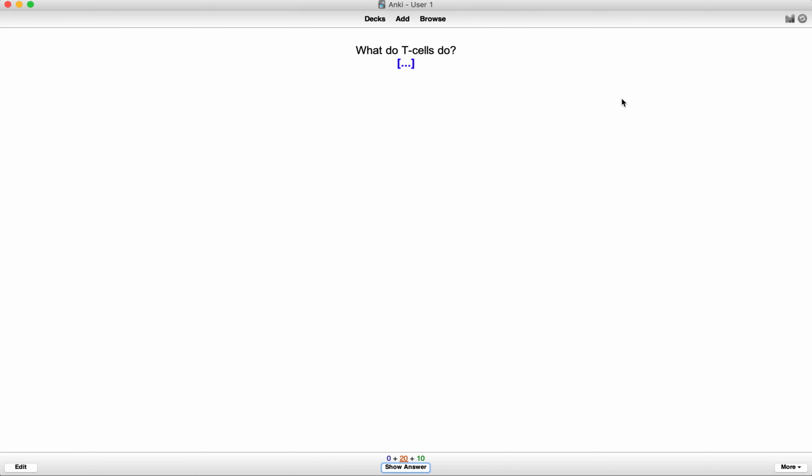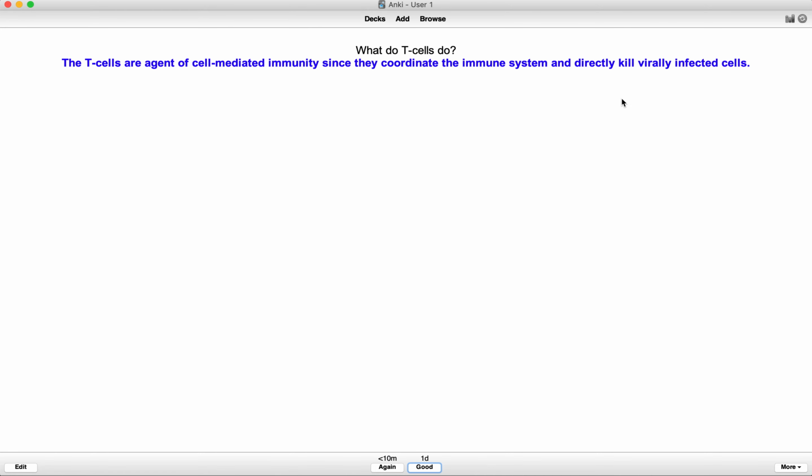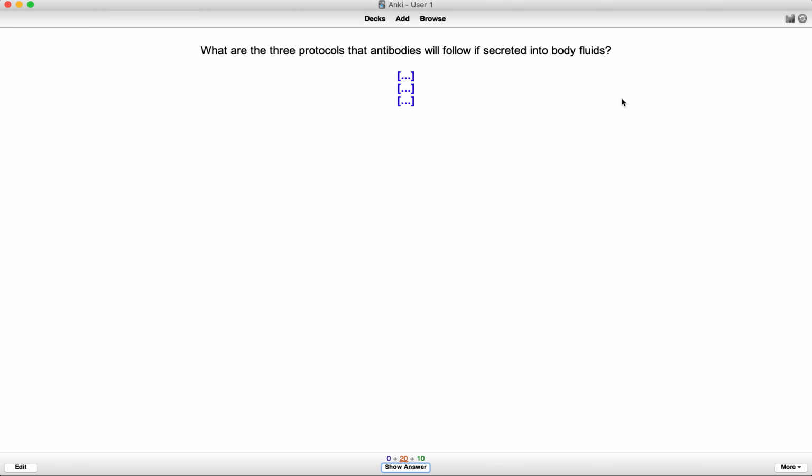T cells are agents of cell-mediated immunity. They kill virally infected cells, basically. Antibodies can do opsonization, which is marking of a bacteria using antibodies to recruit more immune cells to it.